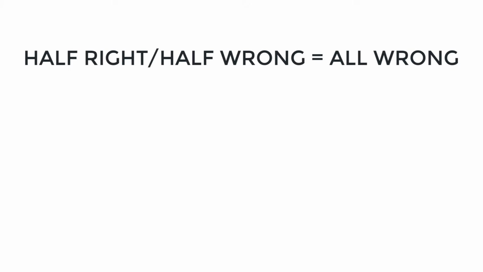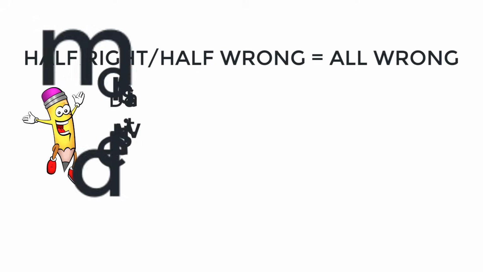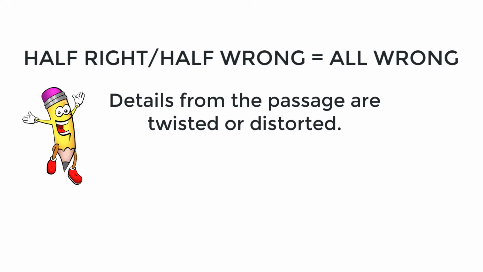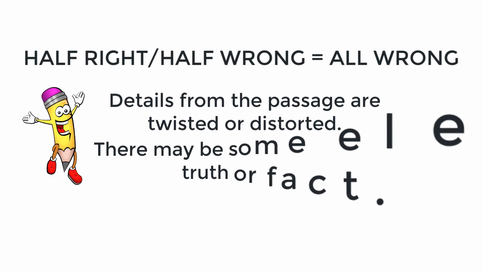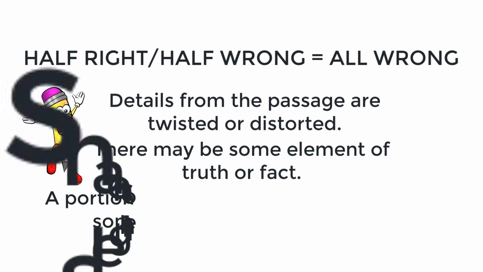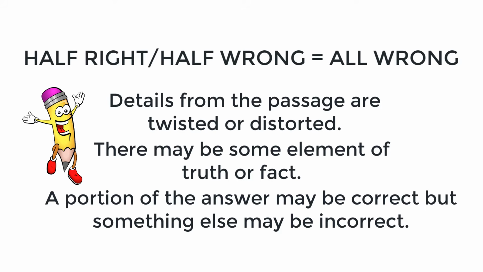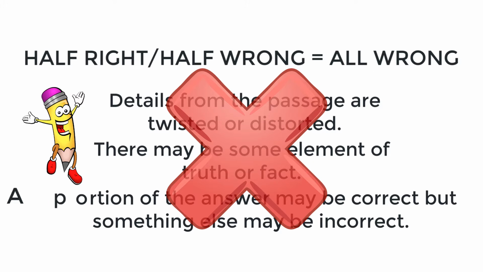The first one is a half right, half wrong answer. In this type of distractor, the details from the passage are twisted or distorted, and they are no longer correct. There may be some element of truth or fact. A portion of the answer may be correct, but something else may be incorrect. Remember, if a portion of a multiple choice distractor is just a tiny bit wrong, it's all wrong.